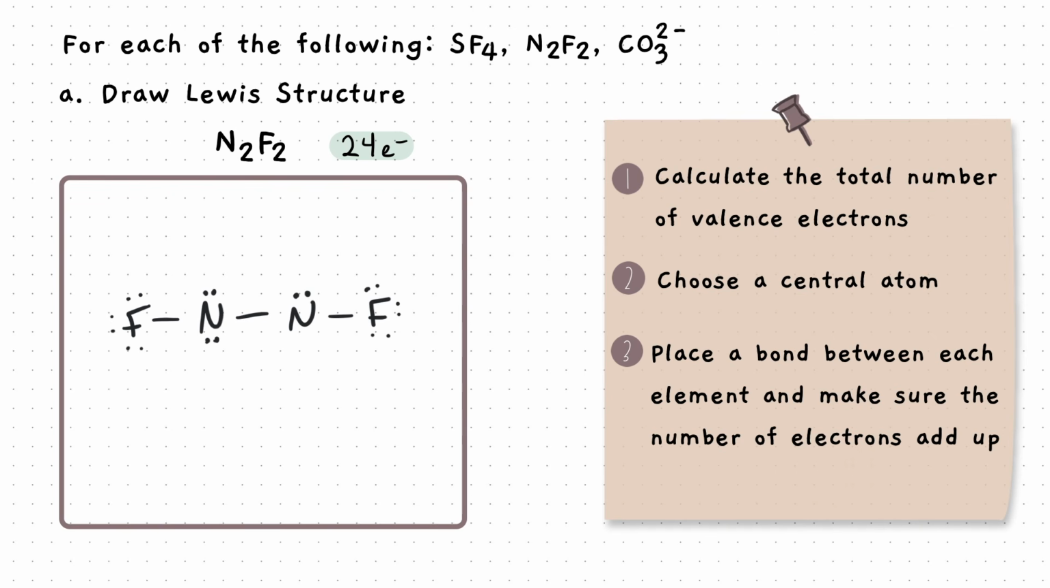But we aren't done yet. Though we have the correct number of electrons, this nitrogen isn't happy. Each nitrogen wants 5 valence electrons, and this one has 6. So we can move this lone pair and make this a double bond. This is the correct Lewis structure.